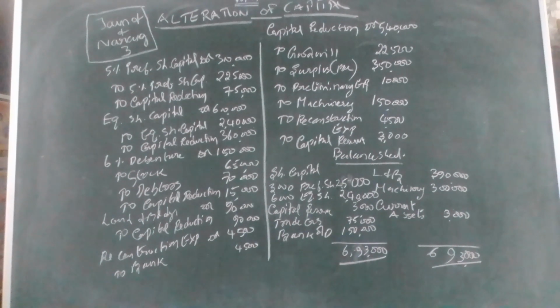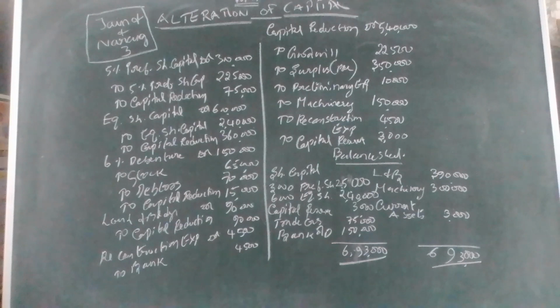Welcome to today's class for corporate accounting. This is the chapter called Alteration of Capital, and we have taken problem number 3 from the Jain and Narang textbook. In this we are given one balance sheet and various schemes of adjustments are available.